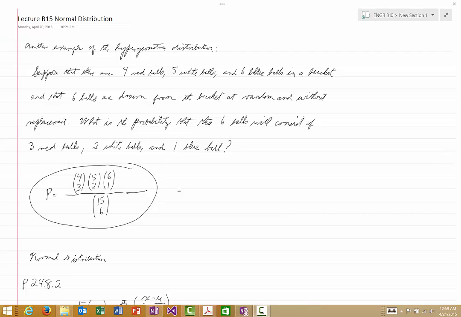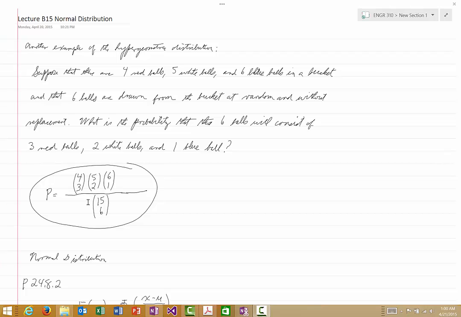And there's one other thing I'd like to point out. I don't believe I pointed this out before, but it is a good thing to notice with the hypergeometric distribution, and that is that when you have a hypergeometric distribution, the numbers in the top for the numerator add up to the number in the top for the denominator. 4 plus 5 is 9, plus 6 is 15. And likewise, the numbers in the bottom in the numerator, 3 and 2 and 1, will add up to the number in the bottom of the denominator. 3 plus 2 plus 1 is 6.